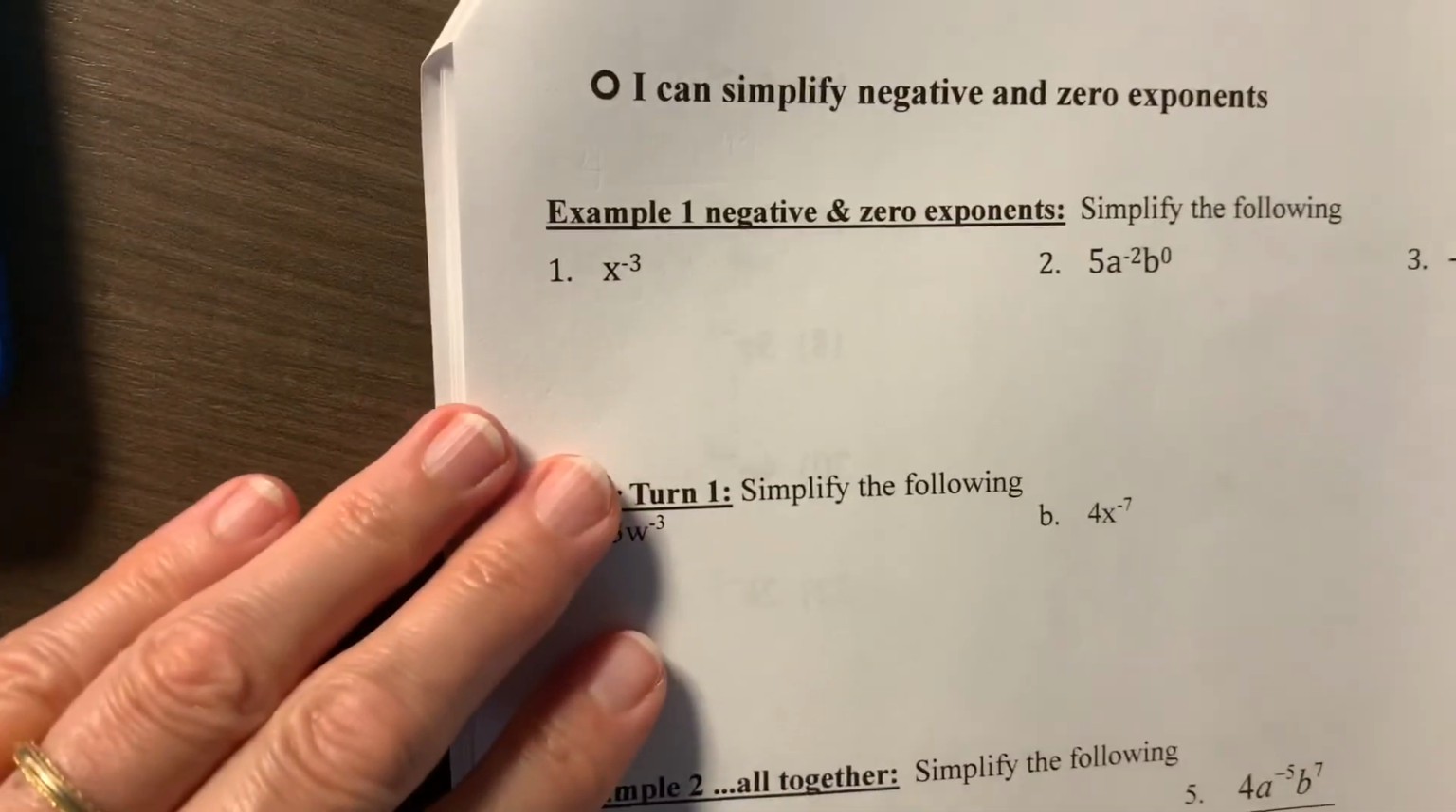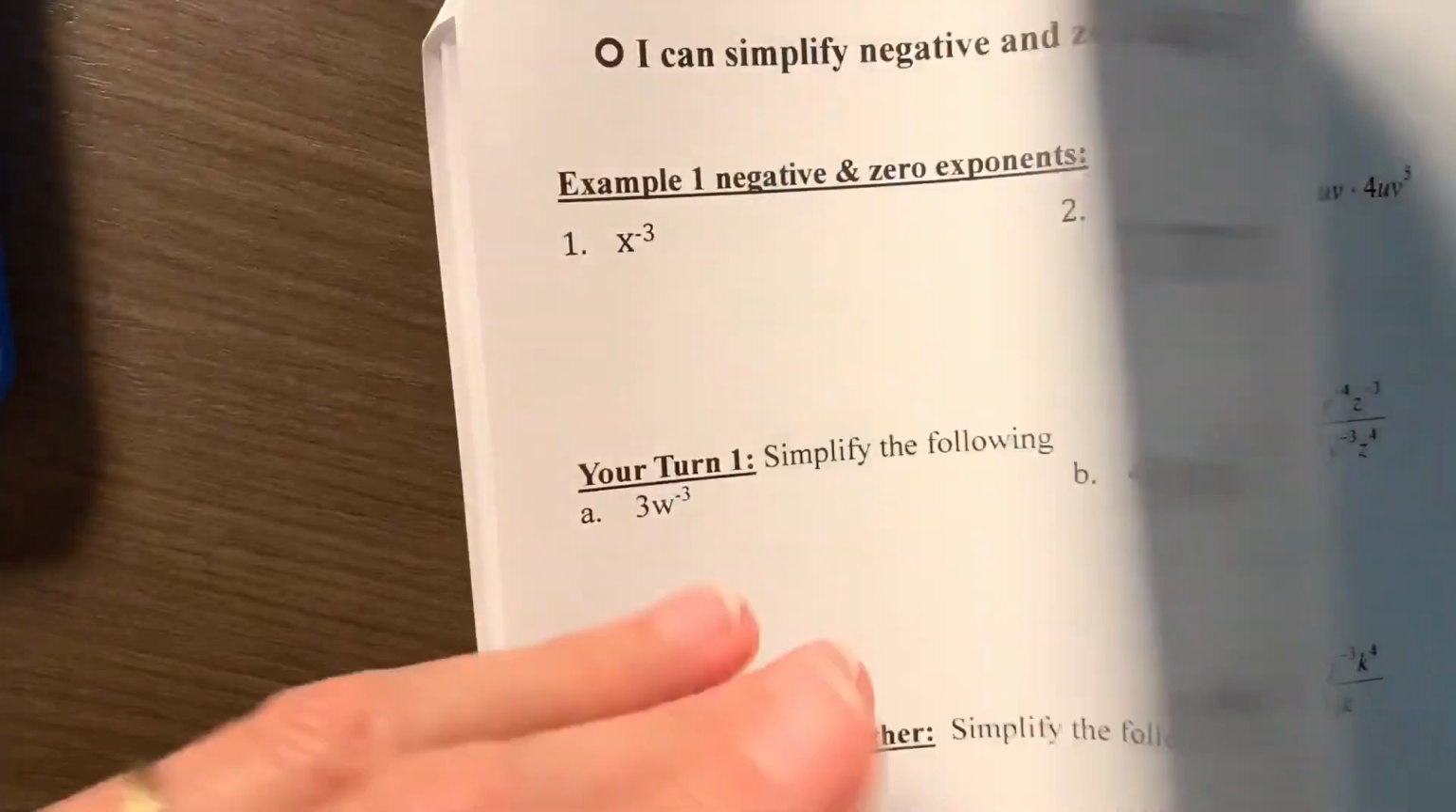I think we'll stop this one now, and then in the next video we'll do zero and negative rule.